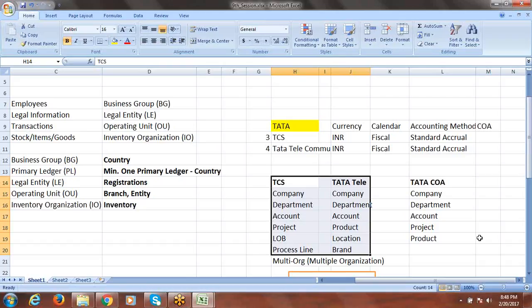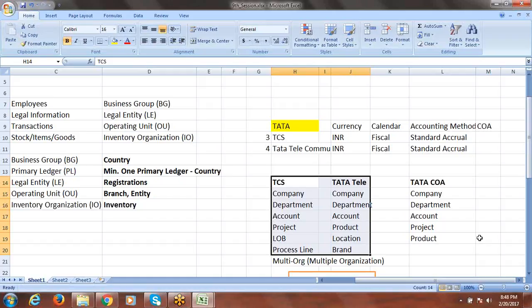So the recommended solution is always to go with one primary ledger for one country. That's always best practice. Most clients also use one primary ledger per country, unless they have some critical requirement where they should go with separate primary ledgers. When they go with separate primary ledgers, there are some challenges in terms of data and reporting. The best practice is one primary ledger for one country.